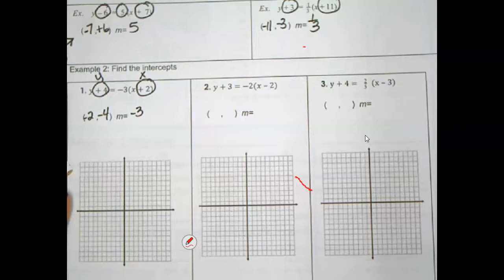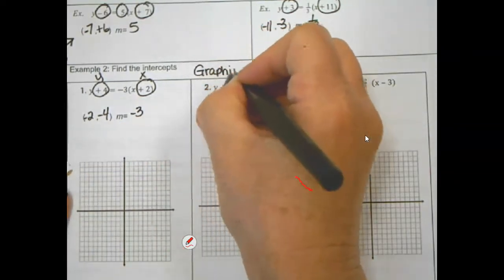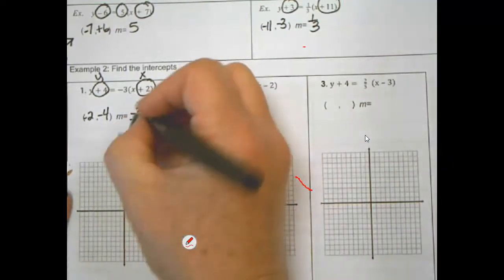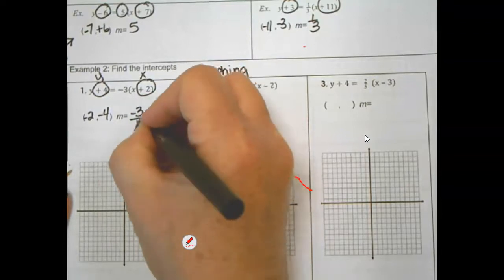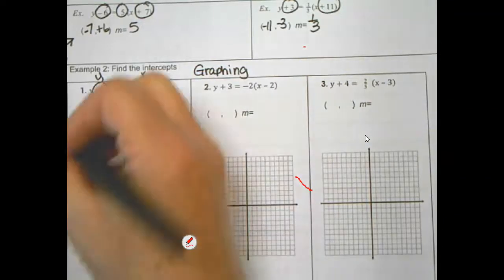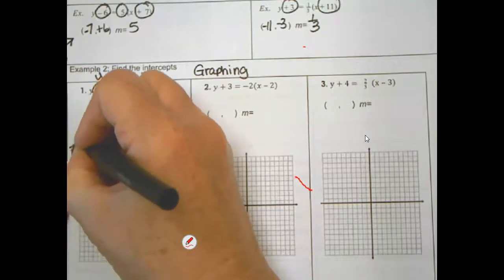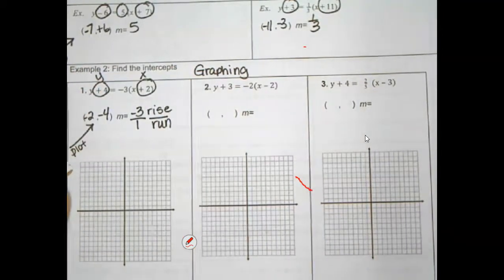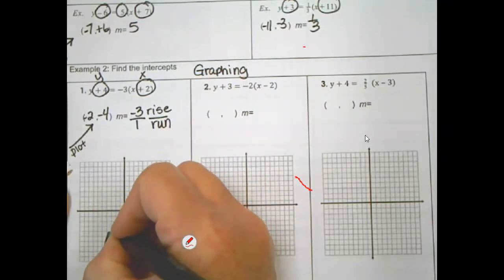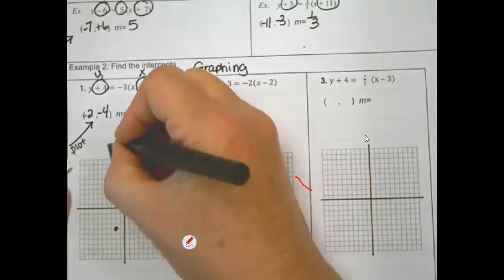When we're graphing, we also need to make sure our slope has a rise and a run. So if we have a whole number, we always put it over 1. So first plot our ordered pair. So -2, -4. Do you see how small these are? Holy cow.